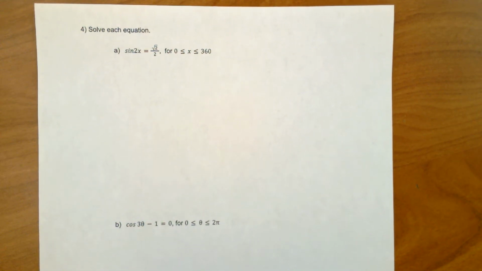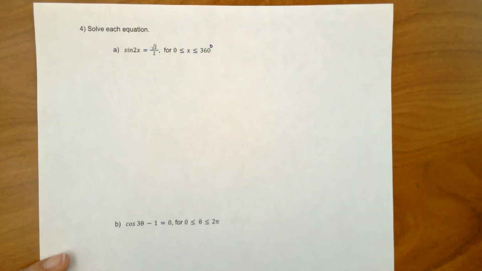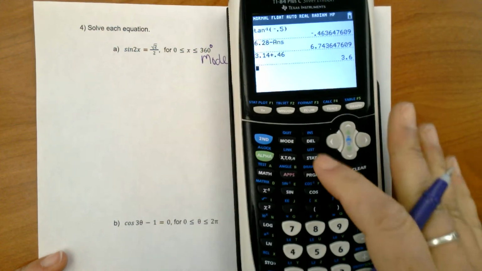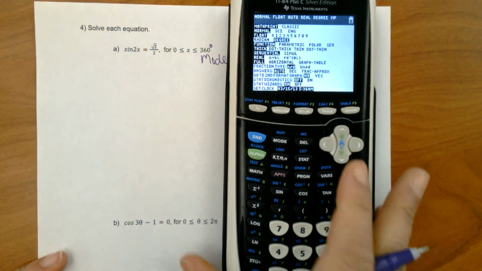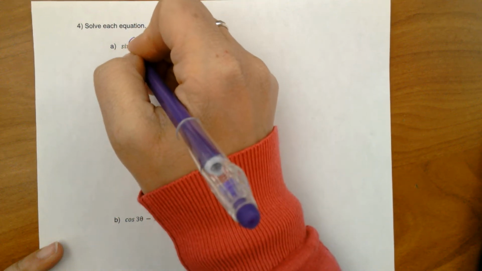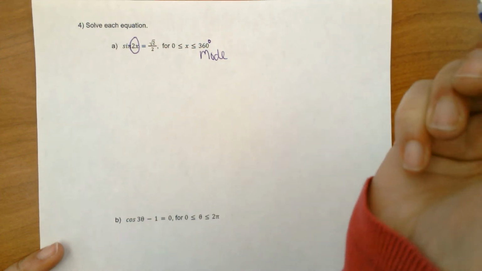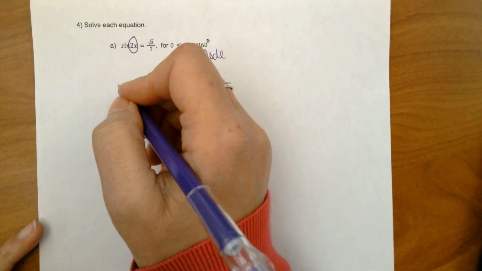All right, next one, number 4A. We have sine 2x equals the square root of 2 over 2. And this is going to be between 0 and 360. So again, grab your calculator, change your mode down to degrees, enter. Okay, I'm good with that. So what this means is that we're going to have to find twice the number of angles. So let me show you what I mean.